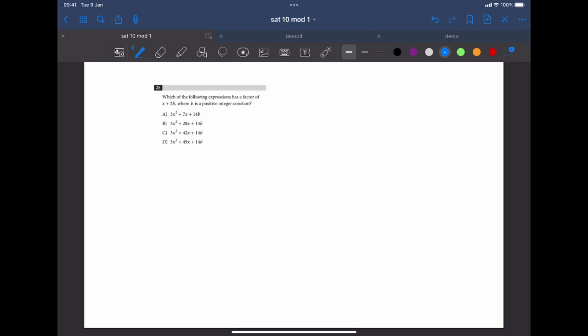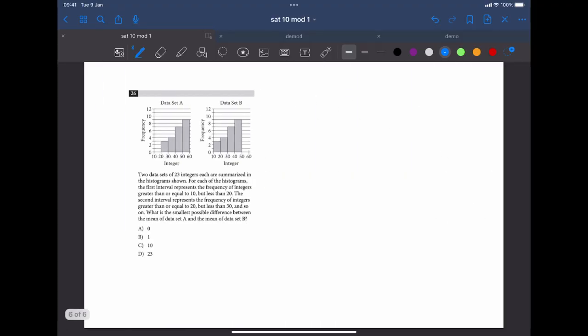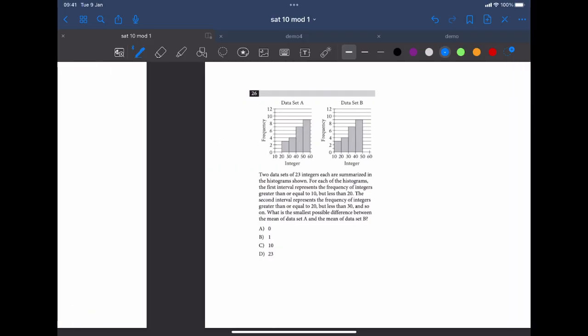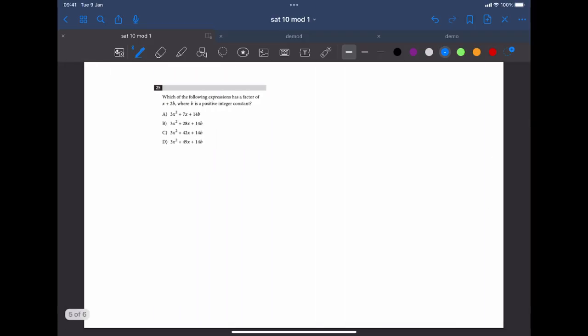For today, we will go over the SAT practice test number 10, module 2, questions 25 and 26. Starting off with question 25, it reads, which of the following expressions has a factor of x plus 2b, where b is a positive integer constant?